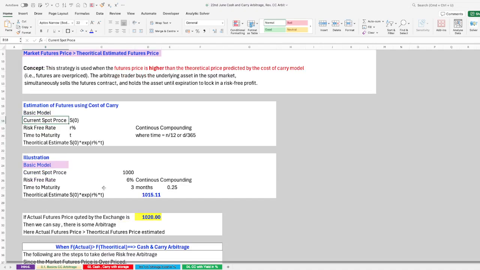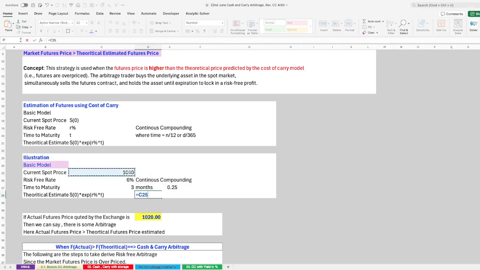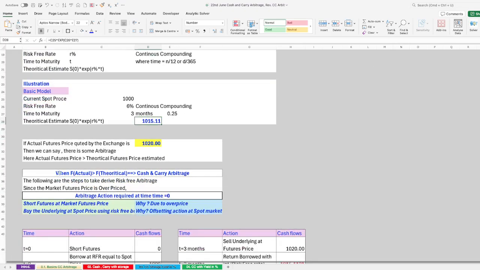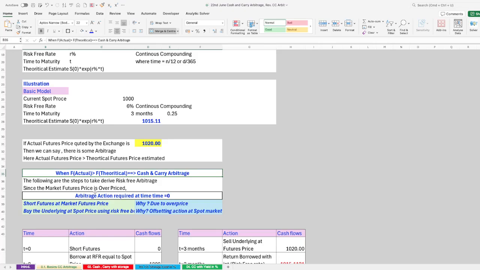Let's take a simple basic model of cost of carry to estimate the futures price of an asset. Let's say the current spot price is 1,000. The continuous compounding risk-free rate is 6%, and the time to expiry is 3 by 12, that is 3 months. So we calculate the spot price times exponential of the risk-free rate times the time, that is 3 by 12. We get 1,015. Let's assume the market price is 1,020, which is greater than the estimated price. As we discussed, we call it cash and carry arbitrage.